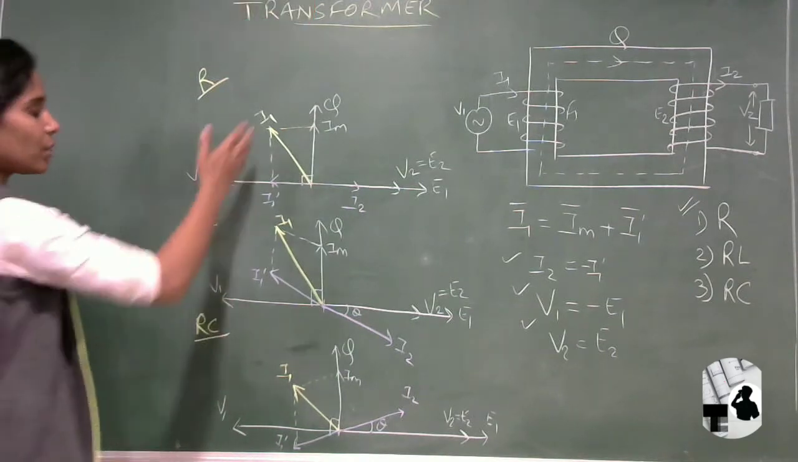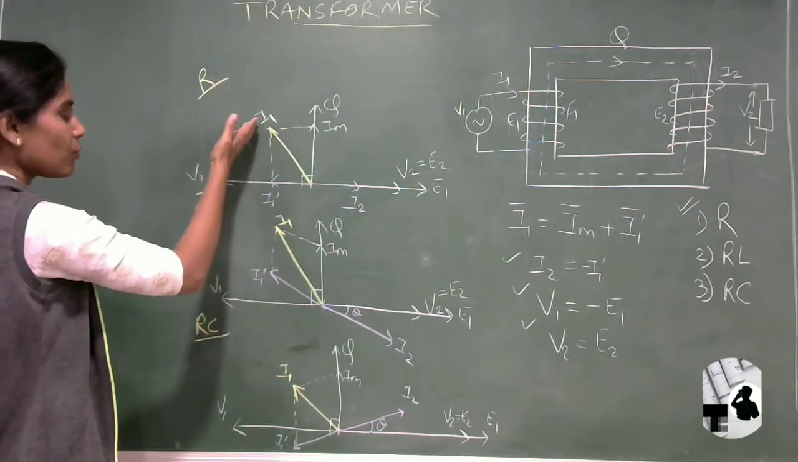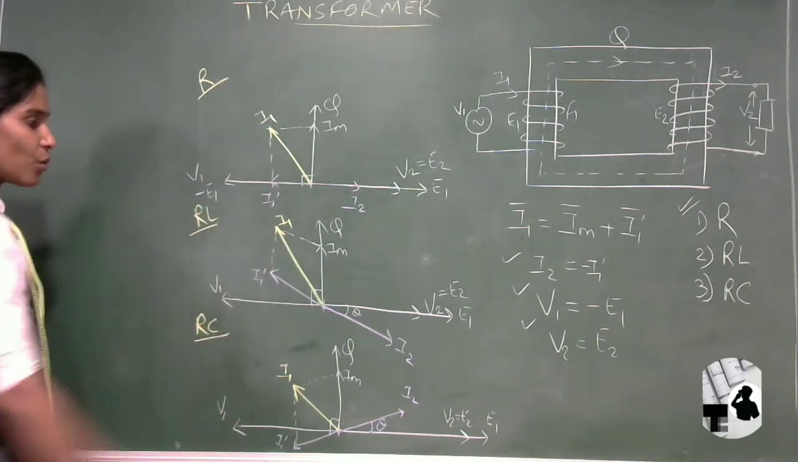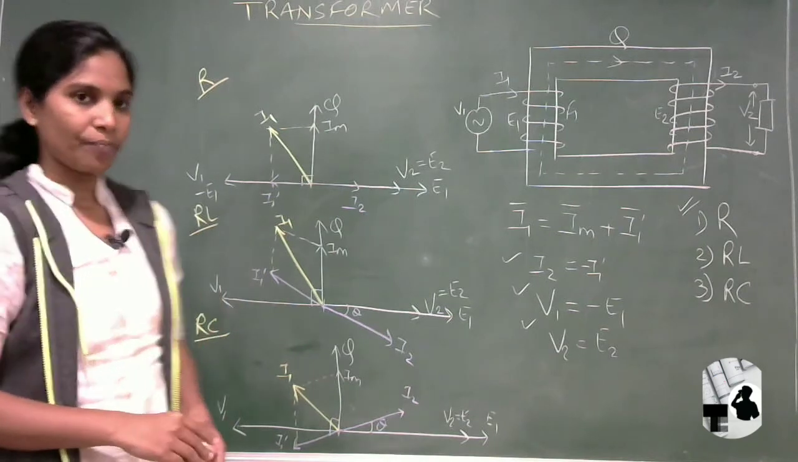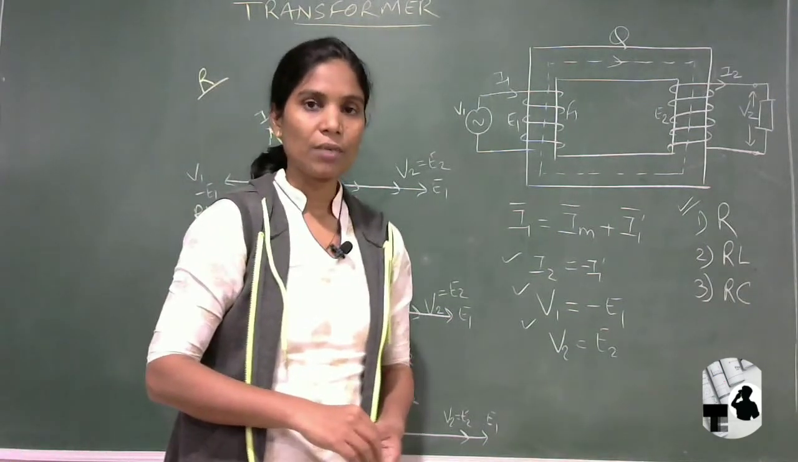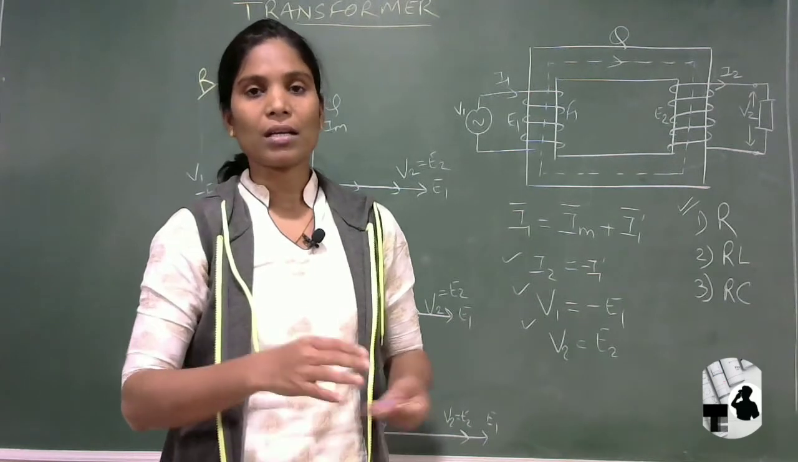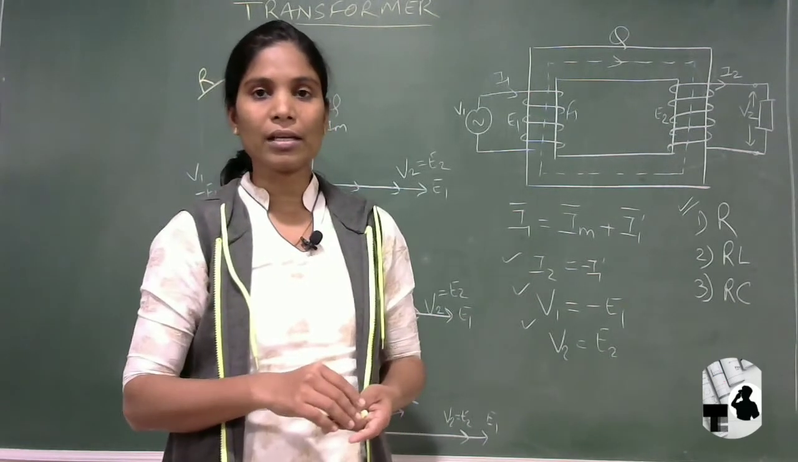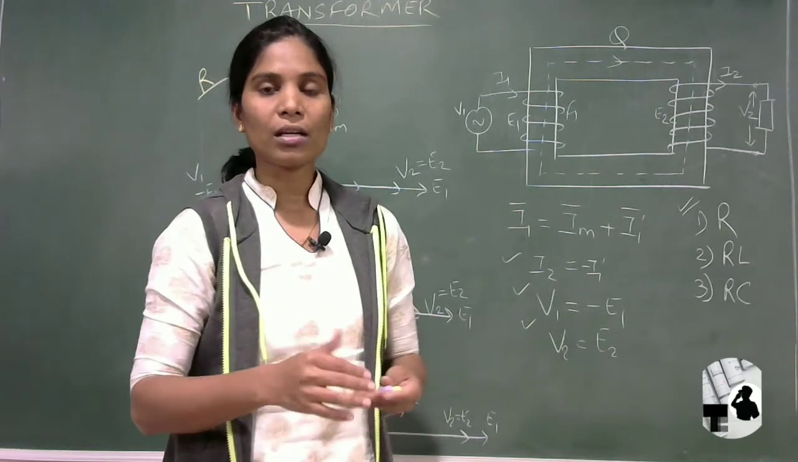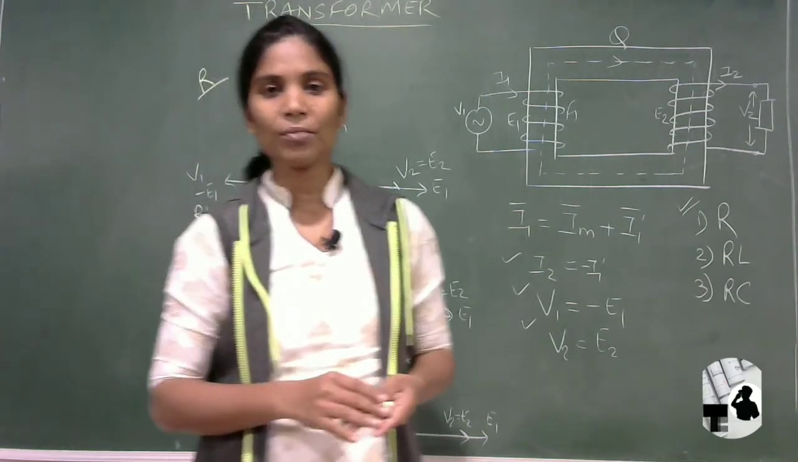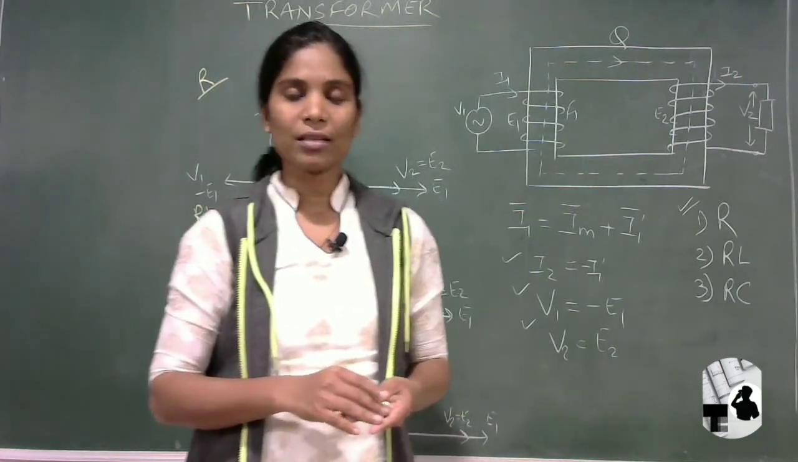So we have taken three cases: pure resistive load, inductive load and capacitive load. In this manner we draw the phasor diagram in the ideal case. So this is all about this lecture. In the next lecture we will see what happens when we work with a practical transformer. This was all about the ideal case. When we go for the practical case, what will change there, we will see with the help of phasor diagrams in the next class. Till then, thanks for watching.